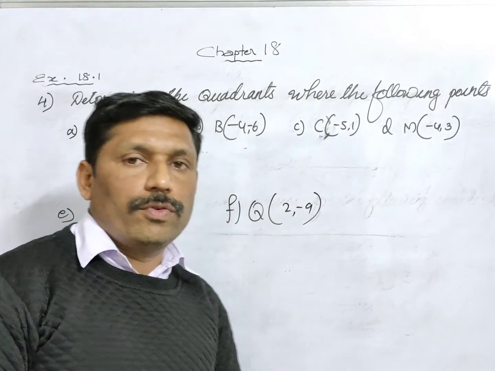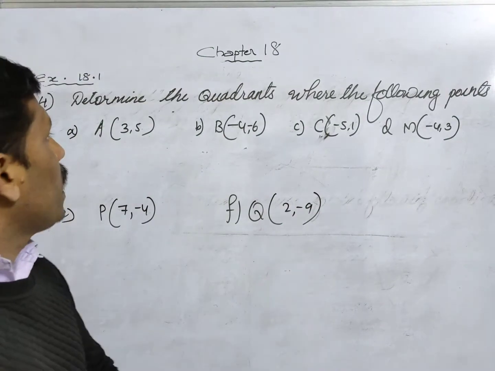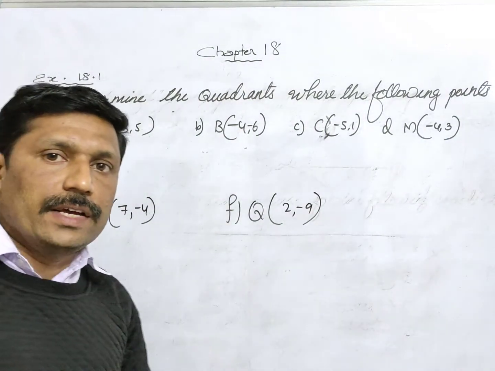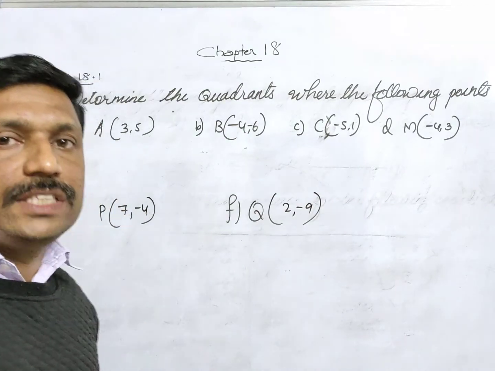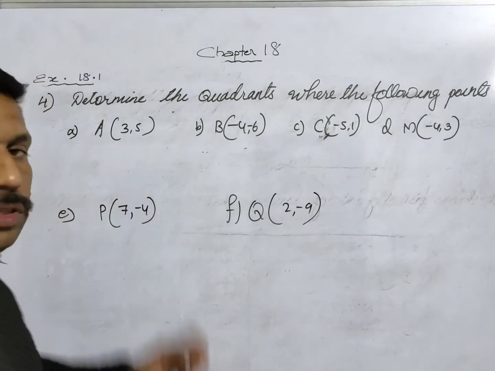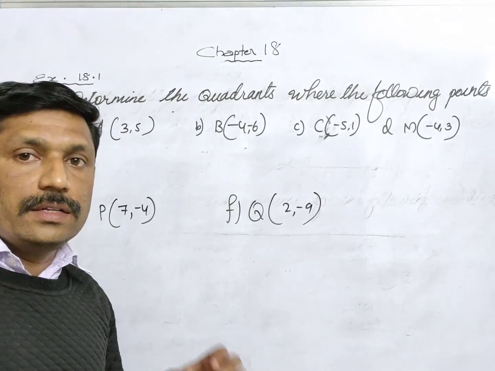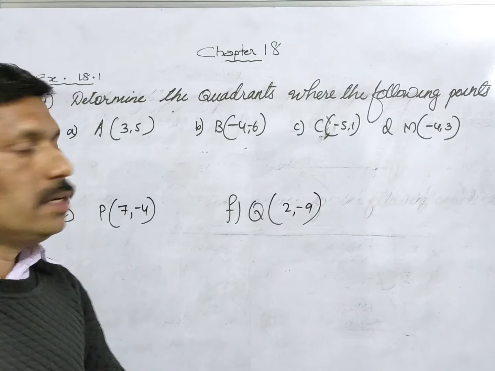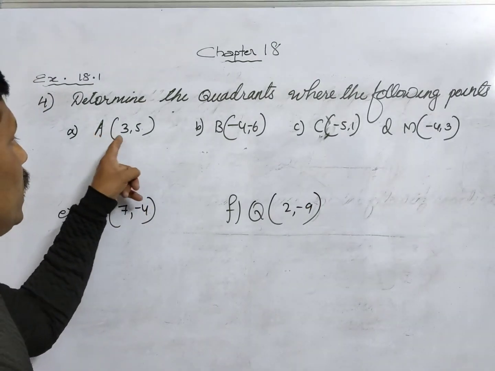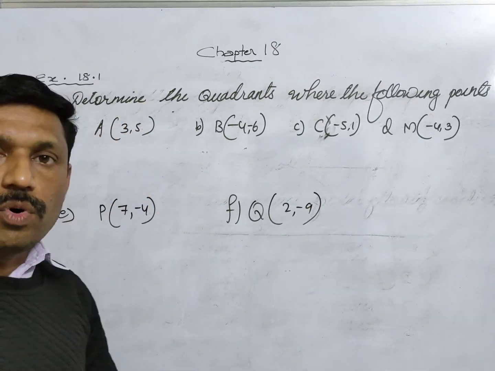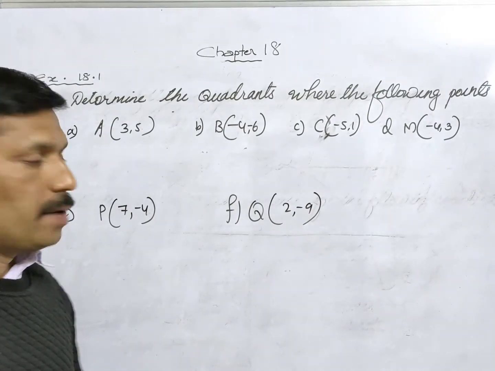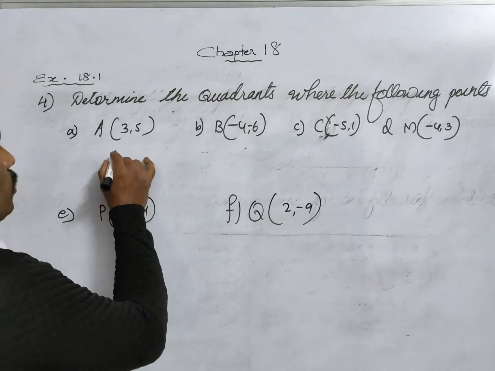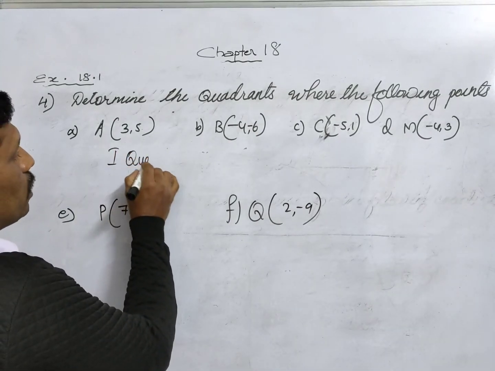Students, next question number 4. Look at the question. Determine the quadrant where the following points lie. Some points are given here. You have to decide on which quadrant these points lie. How to understand that? We see both coordinate points, that means abscissa and ordinate. Look here. Here point A, abscissa and ordinate, both are positive numbers. That means if both are positive, you know that they lie on the first quadrant. So here it lies on the first quadrant.